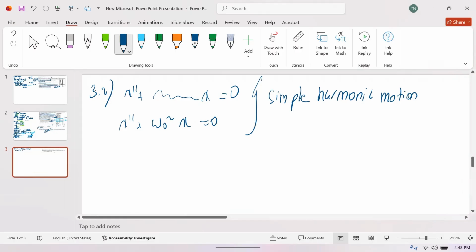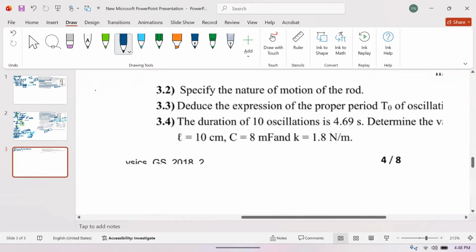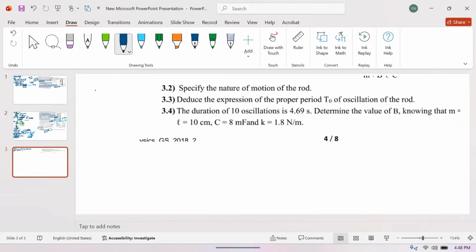So you have to rewrite the expression, of course. You don't just say blah, blah, blah, like I did. And you say that it is of the form x double prime. You explain yourself. So it's a simple harmonic motion. Now, 3.3, deduce the expression of the proper period T0.